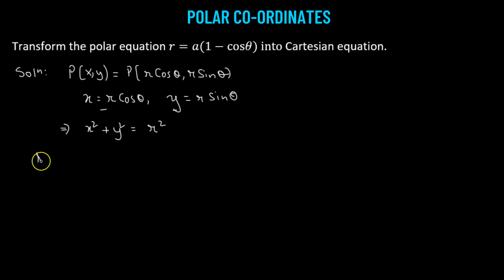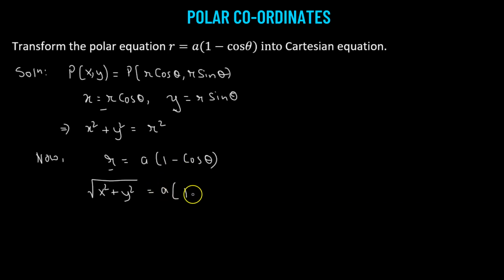Fine. Now we will use our polar equation, which is given by r equals a times 1 minus cosine theta. To convert it to a Cartesian equation, we'll replace the value of r with the square root of x squared plus y squared. That means we are writing r in terms of its Cartesian coordinates, and this will be equal to a times 1 minus cosine theta. What is cosine theta here?